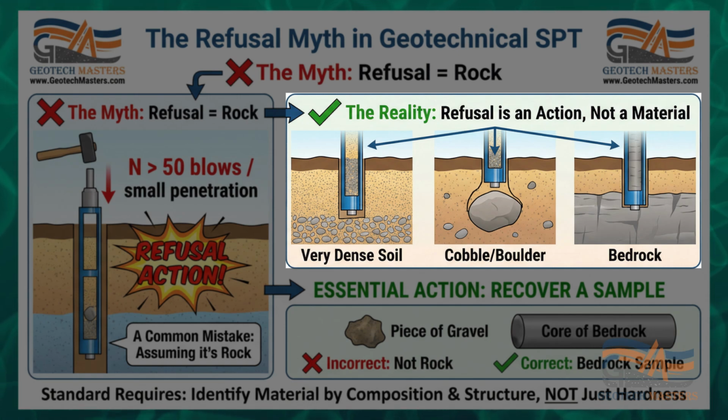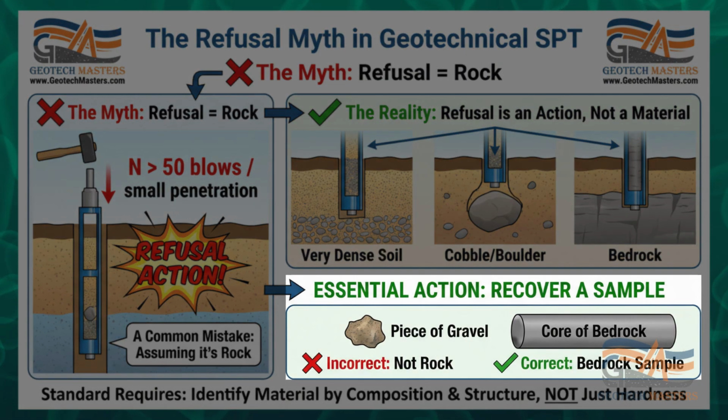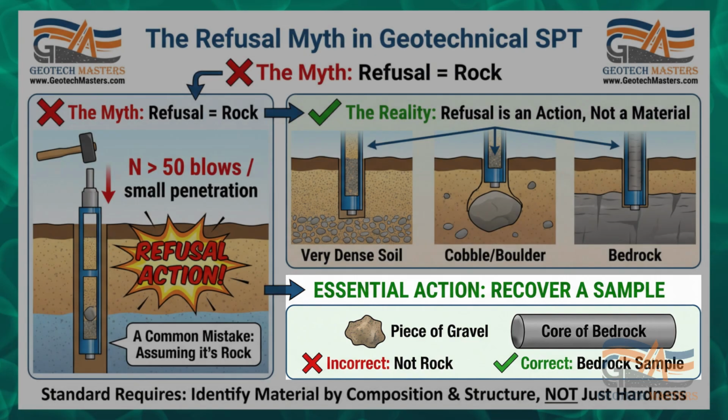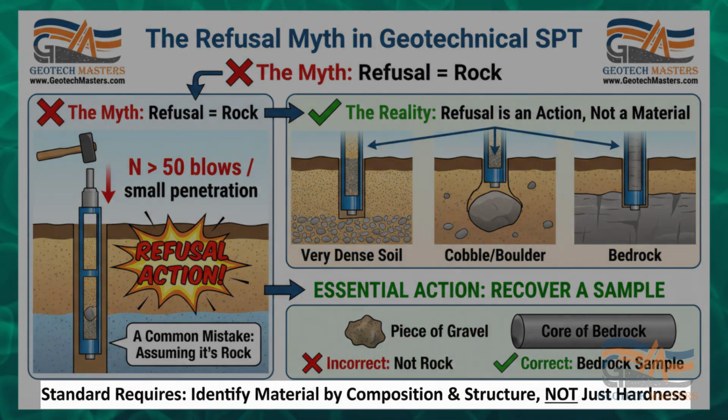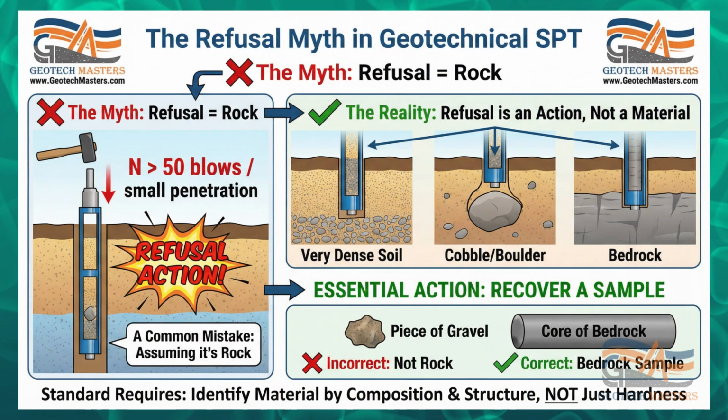If you simply write rock on the log because the drill stopped, you might be wrong. It is essential to recover a sample to prove it is rock. You must look at the sample. Is it a continuous core of bedrock, or is it a piece of gravel? Remember, the standard requires us to identify the material based on its composition and structure, not just how hard it is to drill.